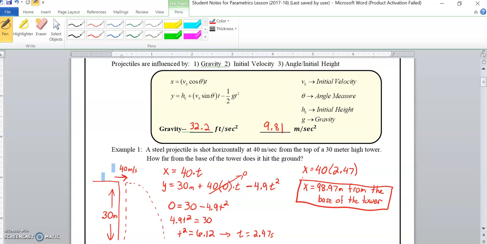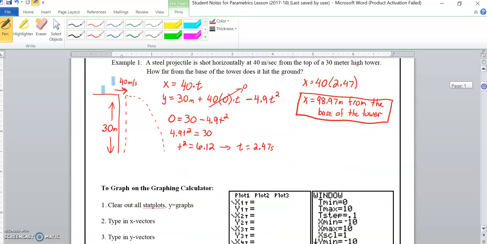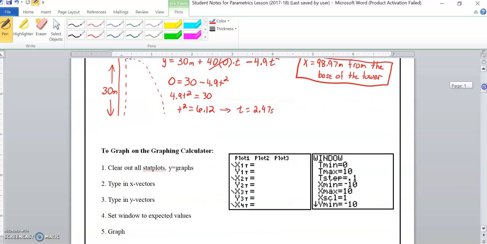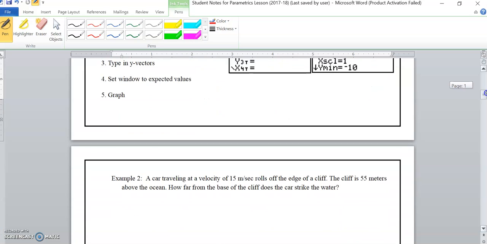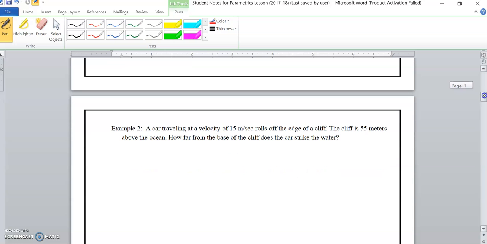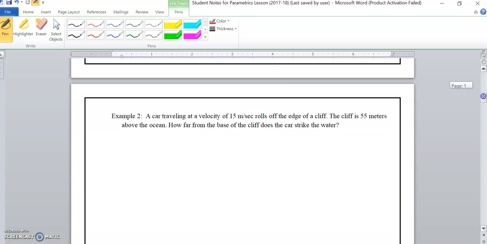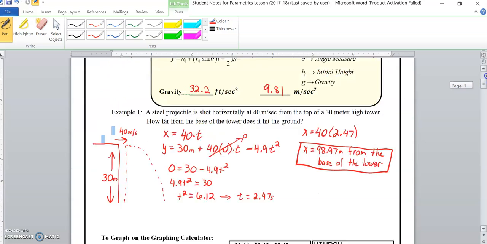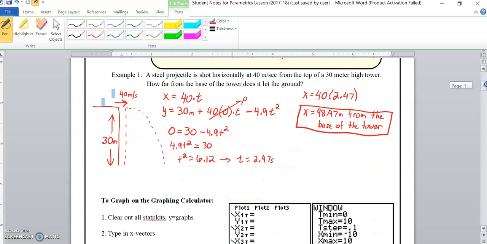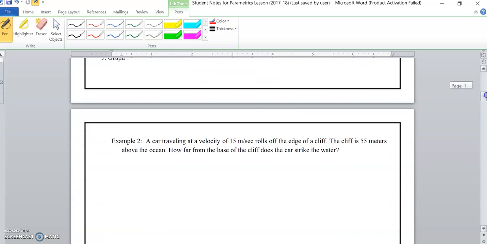So we can apply the same process over and over and over. If you look at our examples in particular, next video I will actually show you how to do this in the graphing calculator. But if you look at these, same problem, example 2: traveling 15 meters per second, so that's a horizontal 15 meters per second, off of a cliff that is 55 meters. How far from the base of the cliff does the car strike the water? Sounds a lot like example 1, right? So we would set it up the same way as example 1.